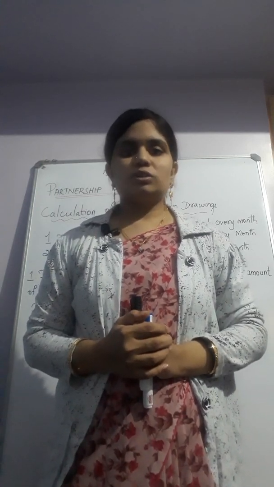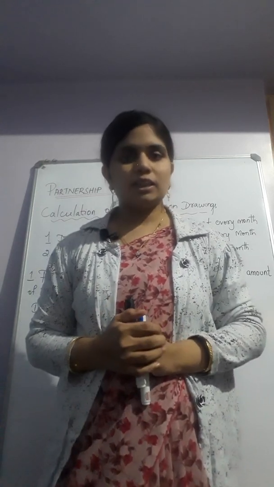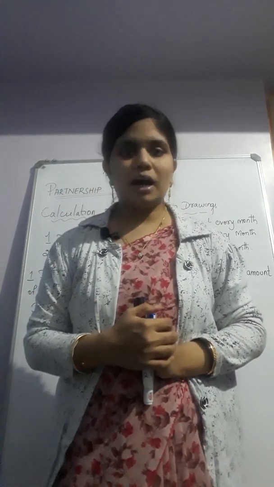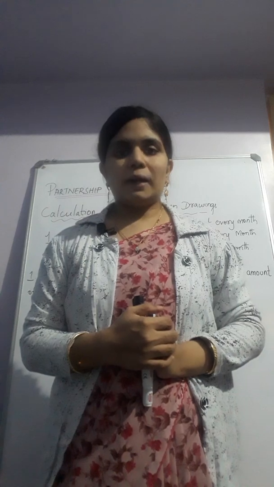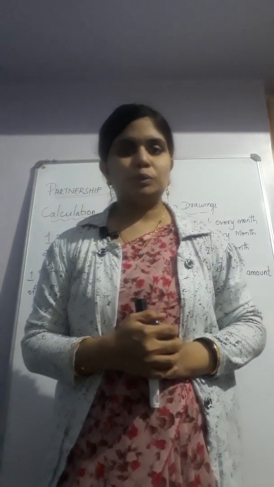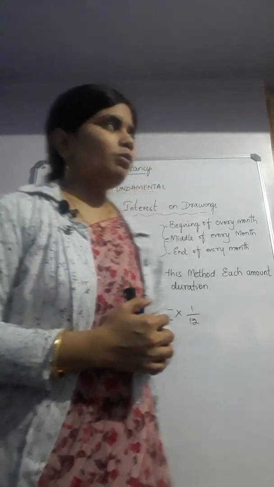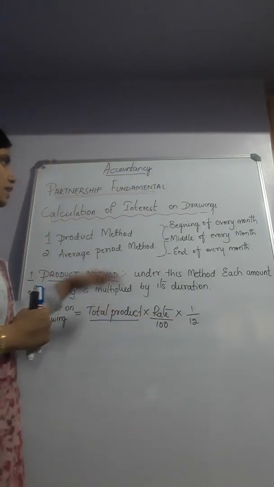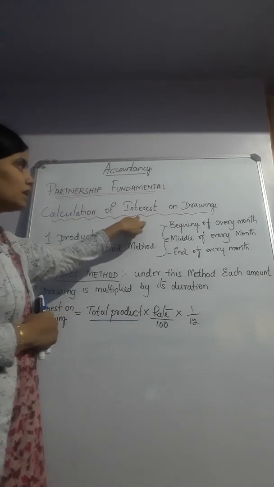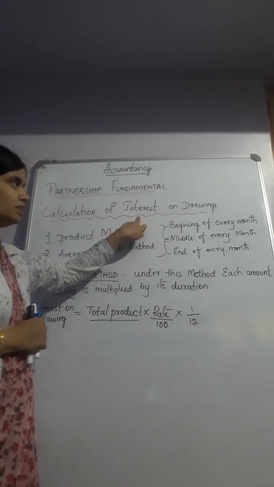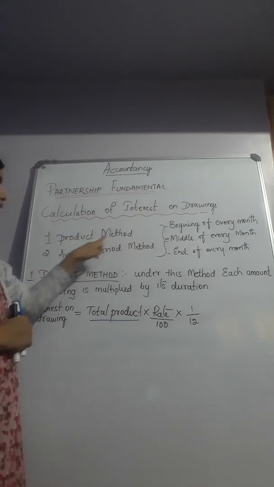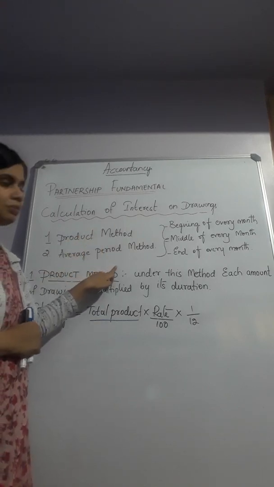So, interest on drawing. Drawing is nothing but a certain sum of money which is withdrawn by the partner from his capital contributed. Okay. Now, let us see the calculation of interest on drawing. On that, the company will give the interest. We have two methods: product method and average period method.